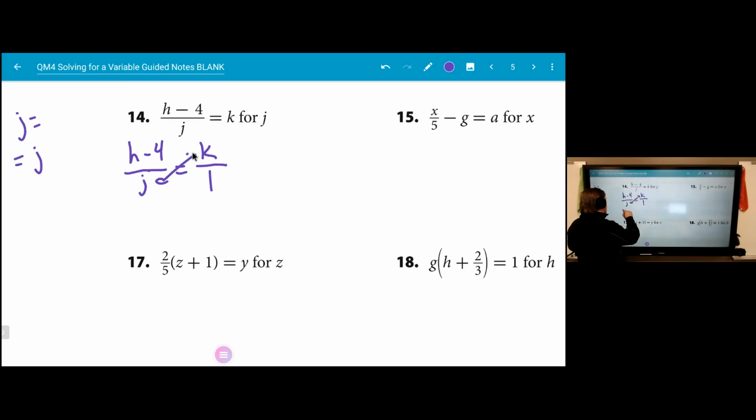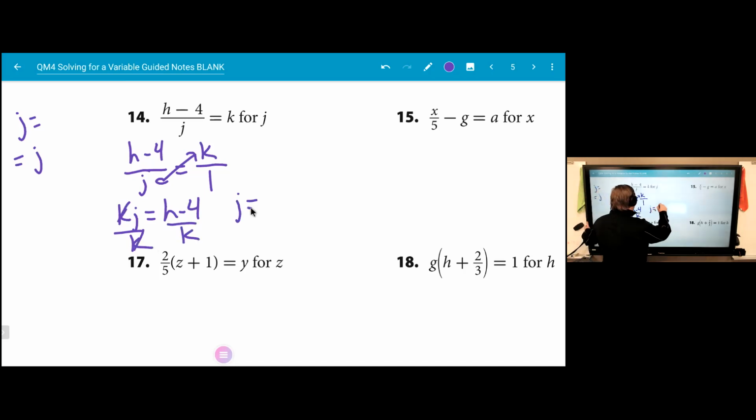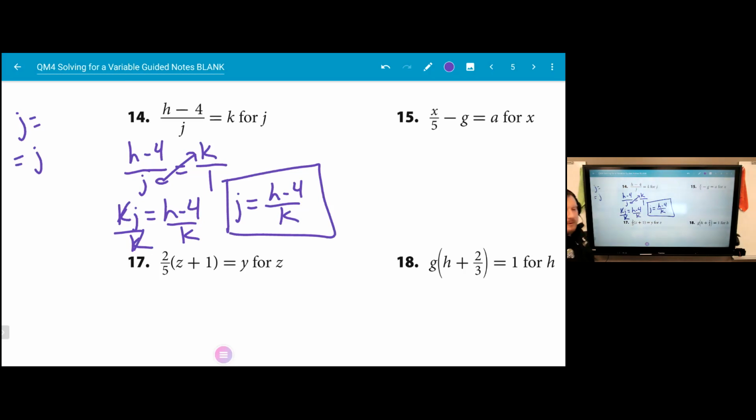I get jk or kj, however you want to think about it. kj equals, well, 1 times h minus 4 is just h minus 4. Well, if I divide both sides by k again, I end up with j equals h minus 4 divided by k. So that's just a couple different ways that you can think about those, especially the ones with fractions when you're dividing by the variable that you want to get by itself. So those are some really good ways to think about.